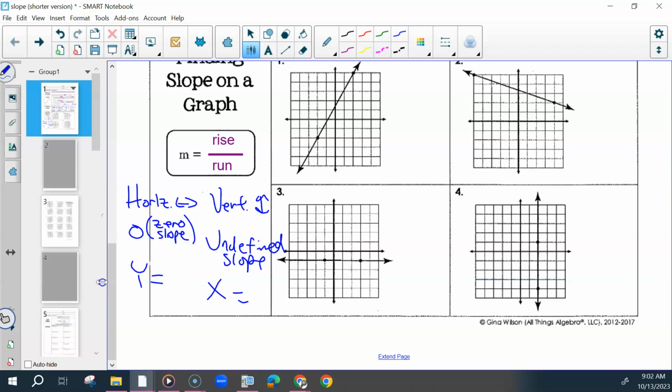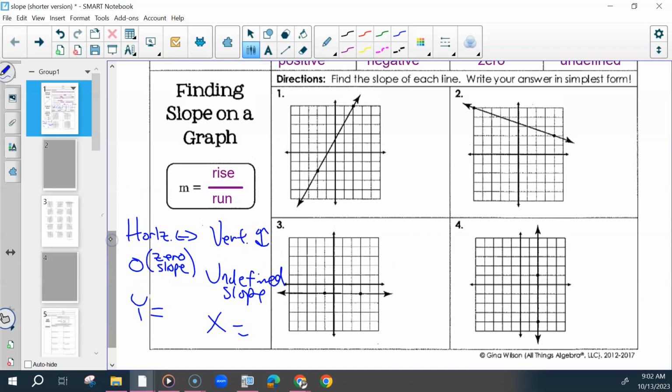Alright, now let's find the slope on these graphs. To do so, you need to find points on the graph that cross the grid lines exactly. There may be points plotted, there may not be points that you have to find. So give me points that you see, ordered pairs, that are plotted on this line that cross the grid lines exactly.